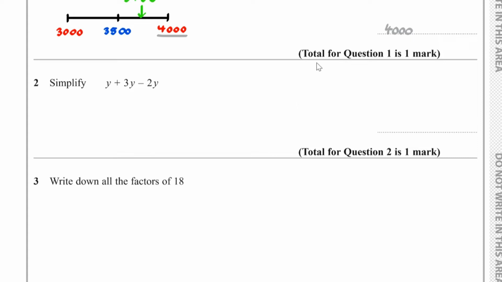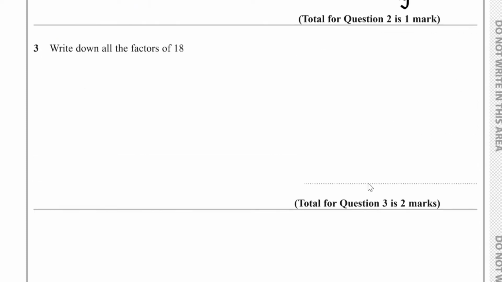Question number 2, we have to simplify y plus 3y subtract 2y. Well, y plus 3y is 4y. Subtracting 2y from that, we end up with 2y.